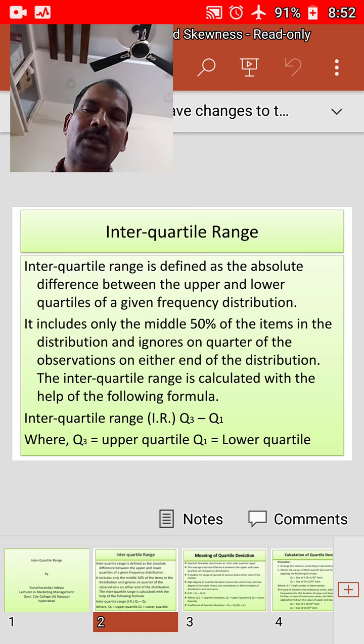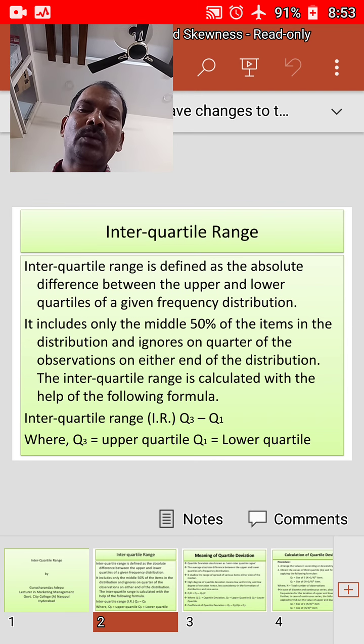The range, which takes into account only two extreme values, as we have discussed, is considered a rude, or we can say crude, measure of dispersion. To overcome certain limitations of range, another method, known as interquartile range, has been developed.